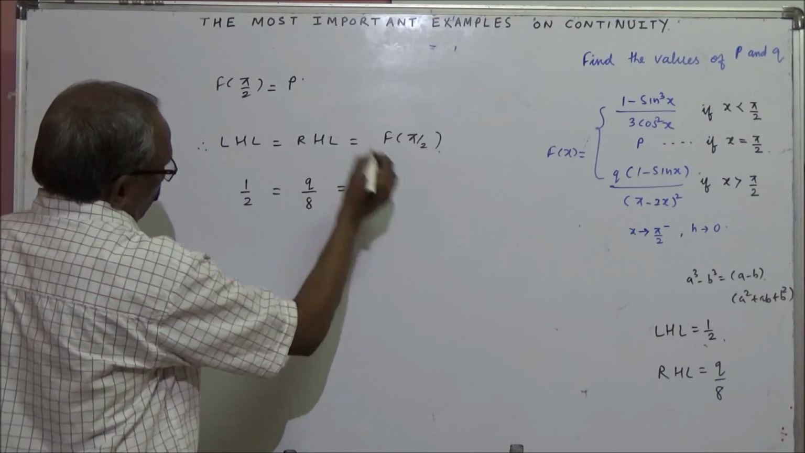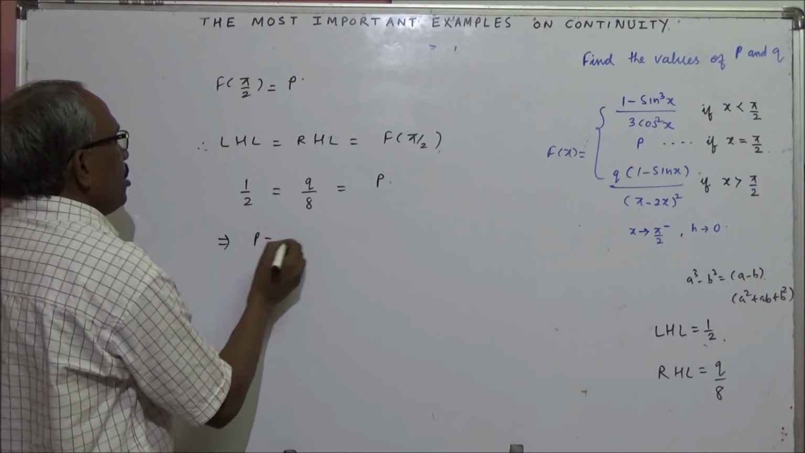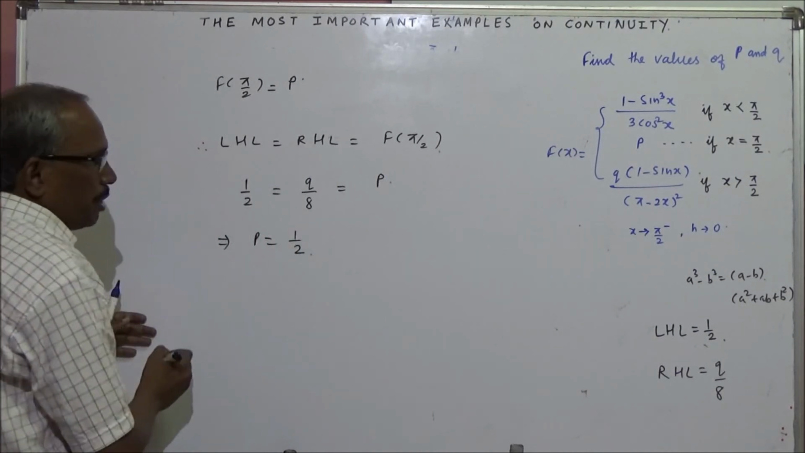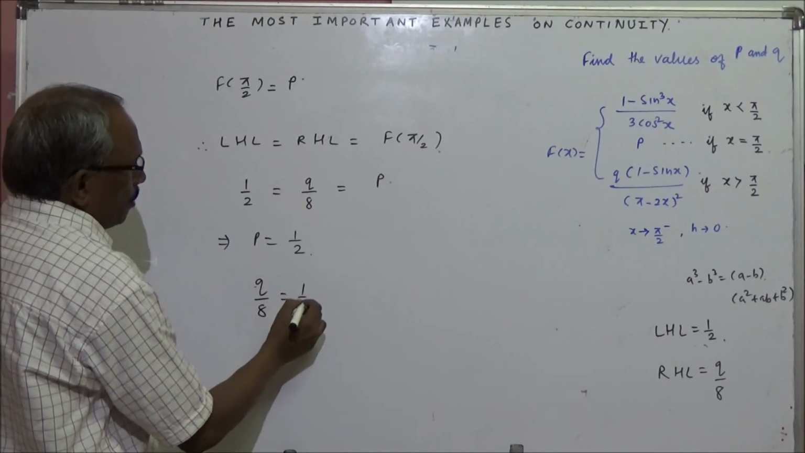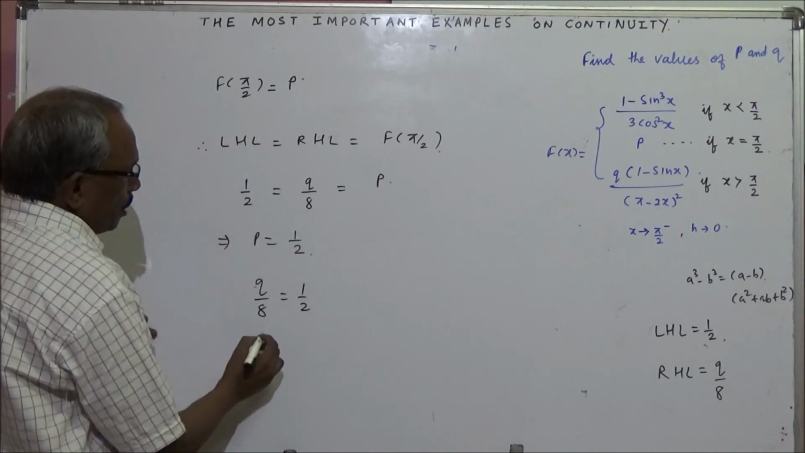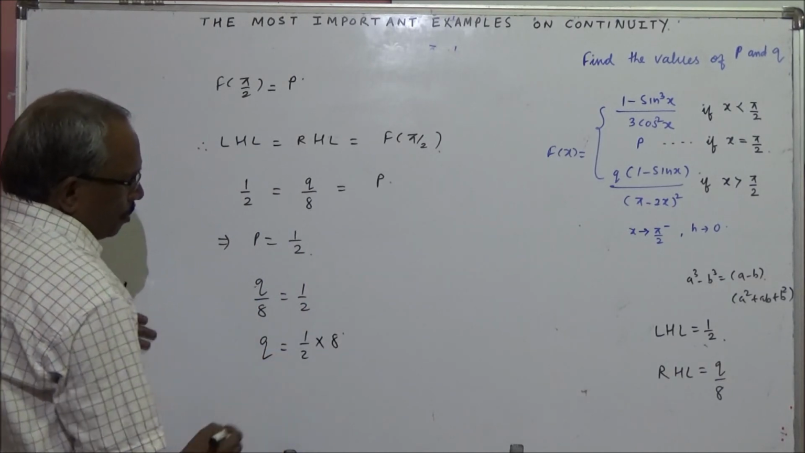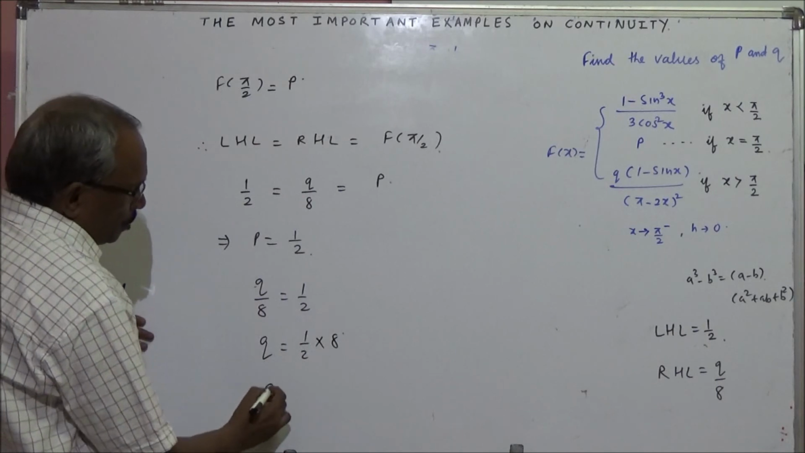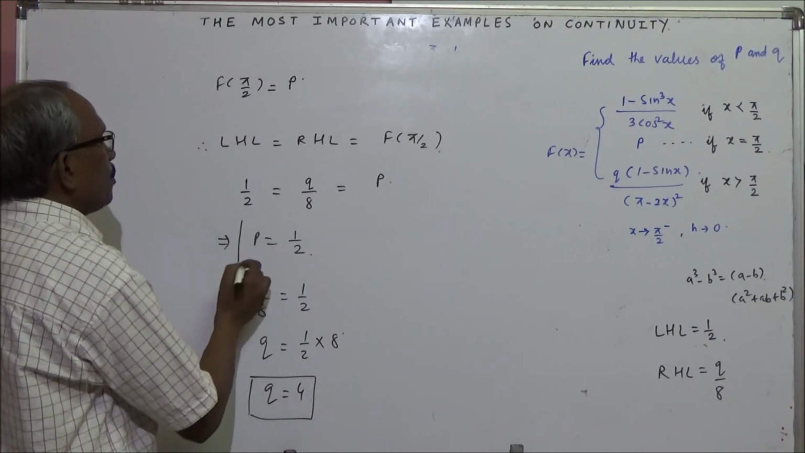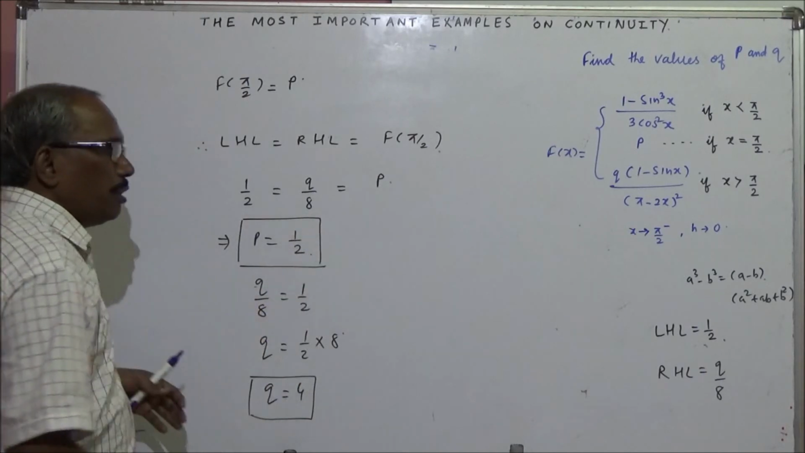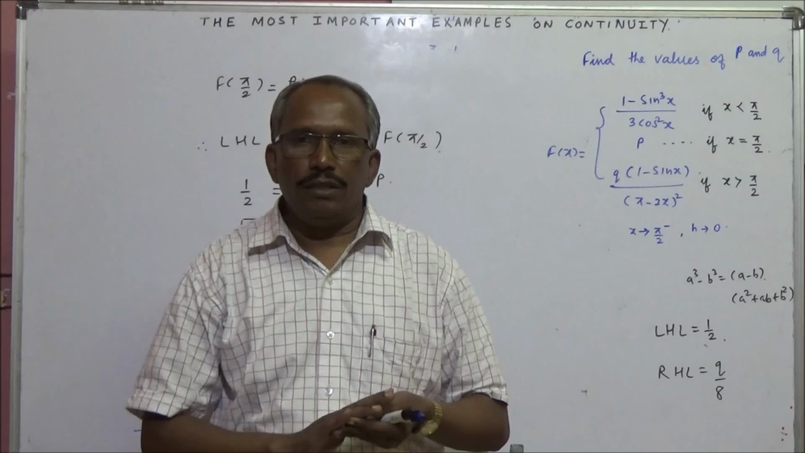And f of pi by 2 is p. So this implies p is equal to 1 by 2. Then q by 8 is equal to 1 by 2. So q is equal to 8 into 1 by 2. So q is equal to 4. So in this way we have to solve this example. ठीक है? Thank you.